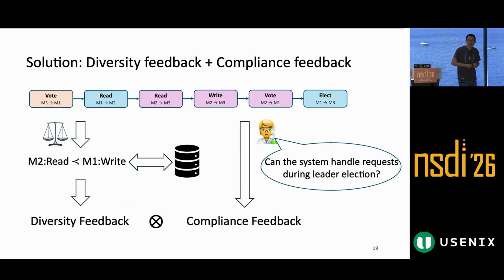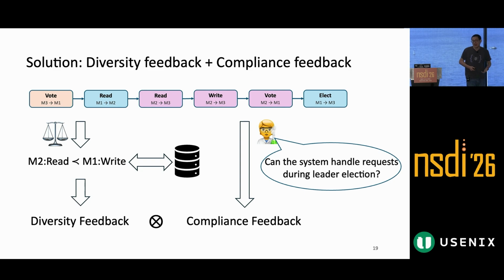To solve this problem, we designed a combination of diversity feedback and compliance feedback. The diversity feedback tries to extract interesting happens-before relationships from the schedule. And we compare it against a database to see whether we have explored this happens-before relationship in previous executions. If it is novel, we increase the diversity feedback and store the schedule.